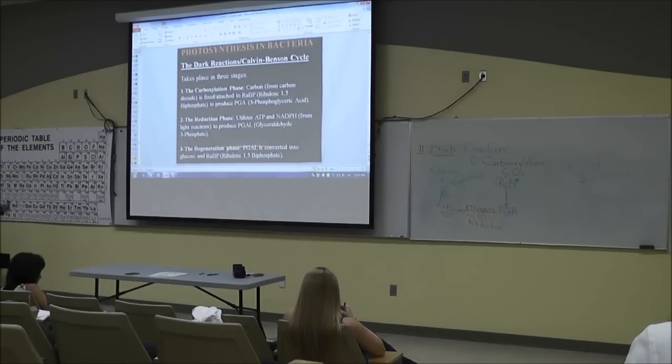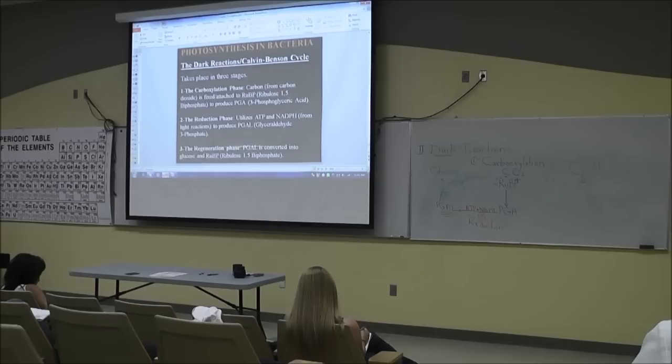So here is the description of all this. That summary, I think, summarizes everything that is said right here. Carboxylation phase is a phase in which carbon from carbon dioxide is fixed or attached to RuBP. What is the end product? PGA. If you remember all this, you're in good shape. Reduction utilizes ATP and NADPH from the light reaction to make what? PGAL. Regeneration: PGAL is converted into glucose and RuBP.